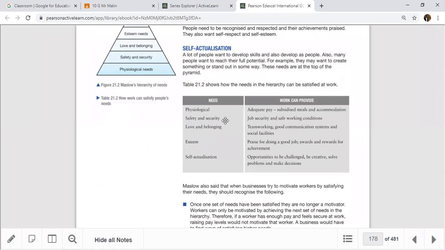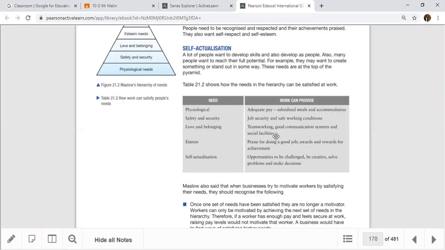Physiological needs will be satisfied by adequate pay. If you're getting adequate pay from the organization, then you can subsidize meals and accommodation. You can have the food and everything. With adequate pay, physiological needs will be satisfied. Secondly, safety and security needs will be satisfied.